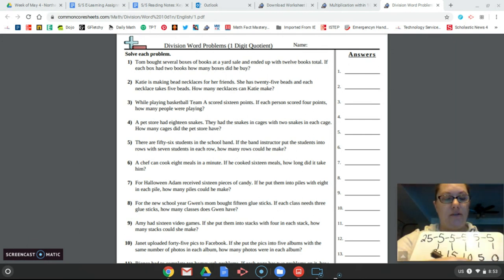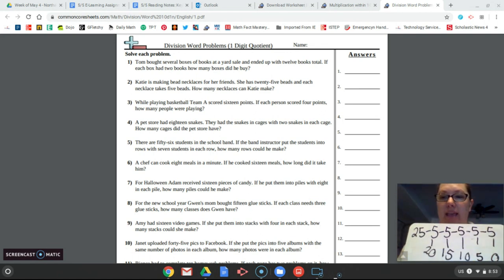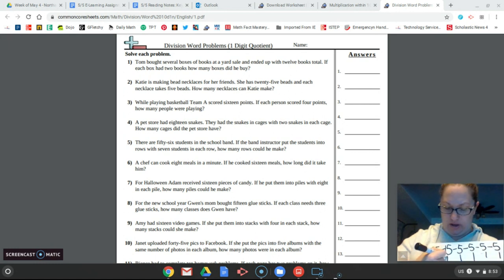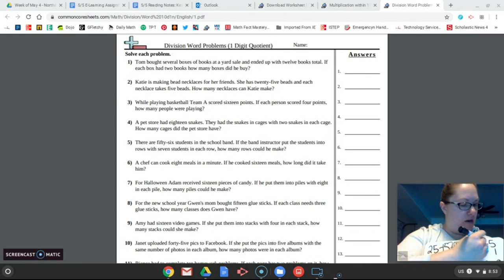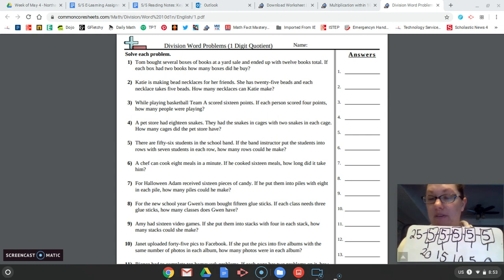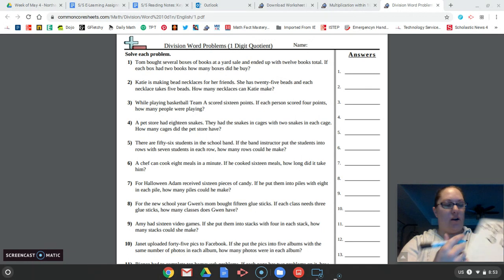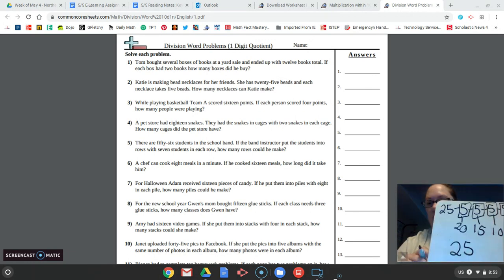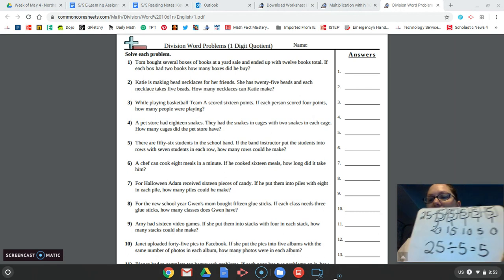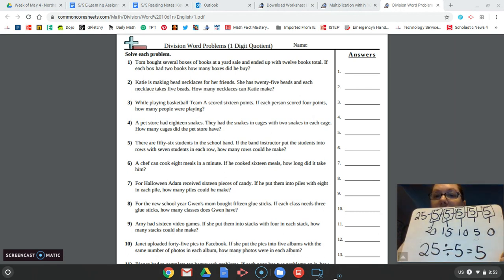Now remember, 0 is not the answer. We want to know how many necklaces she was able to make. Every 5 beads is a necklace. So we have 1, 2, 3, 4, 5. So she was able to make 5 necklaces. So this is the same. We started with 25 beads. We divided them into groups of 5. And we ended up with 5 necklaces. So 25 divided by 5 is 5.